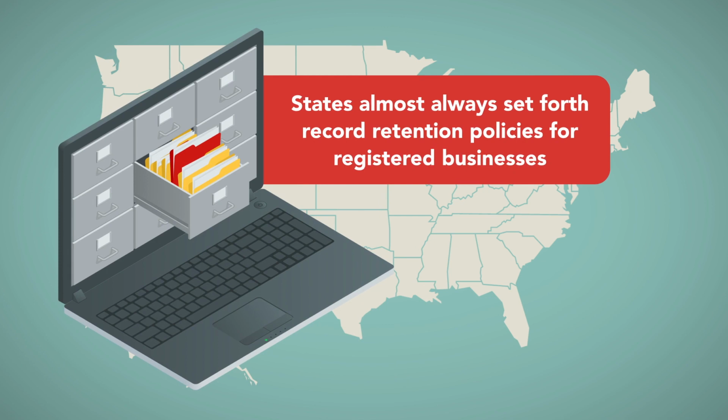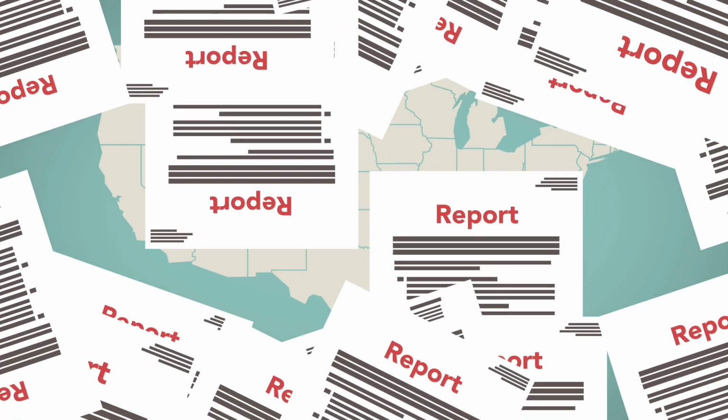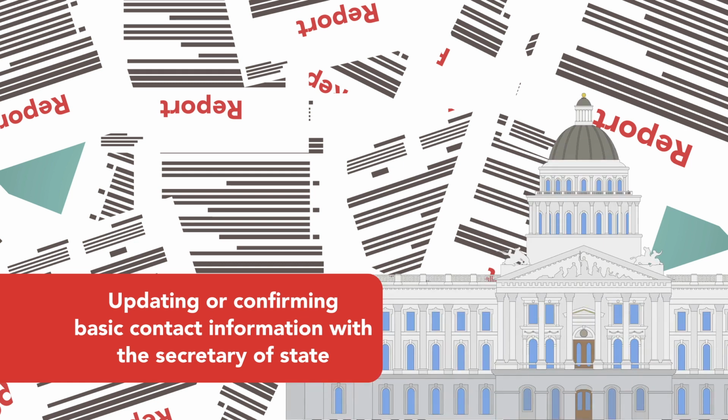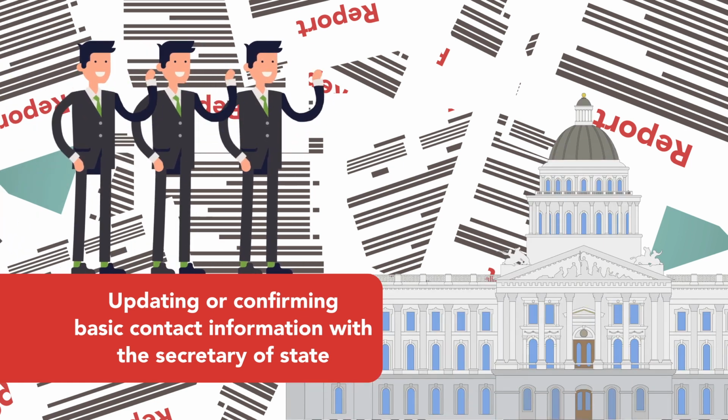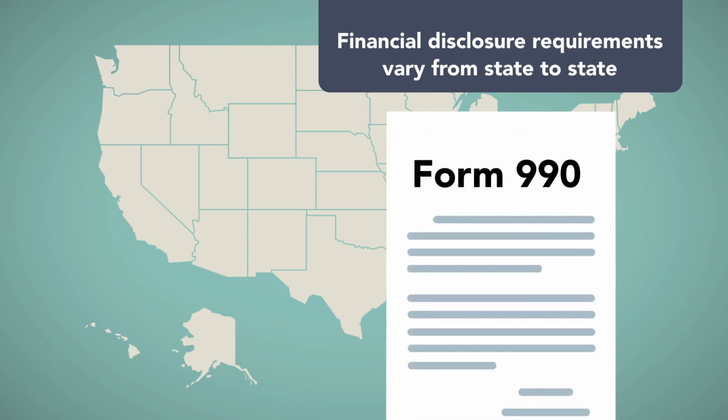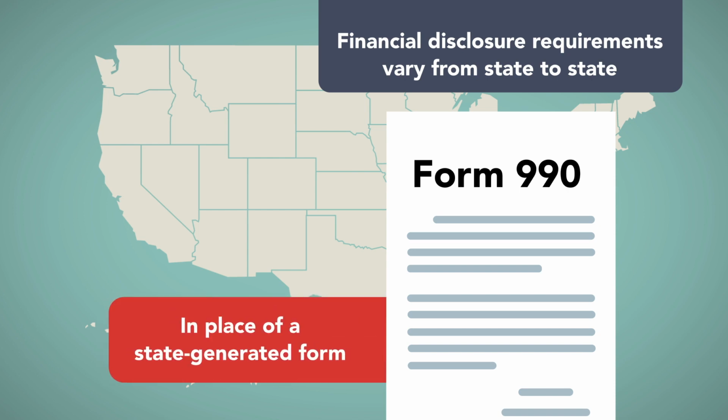States almost always set forth record retention policies for registered businesses, including nonprofit organizations. State corporate reports must be filed periodically, updating or confirming basic contact information with the Secretary of State, along with the names of officers and the registered agent. Financial disclosure requirements vary from state to state, and some states accept federal forms, such as the Exempt Entity Tax Return, Form 990, in place of a state-generated form.